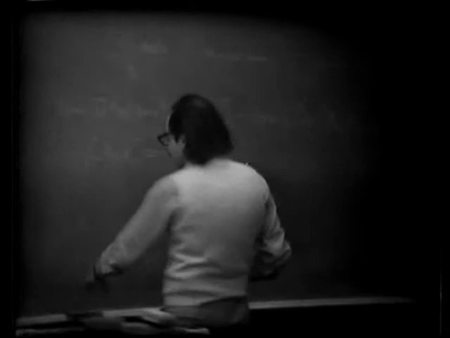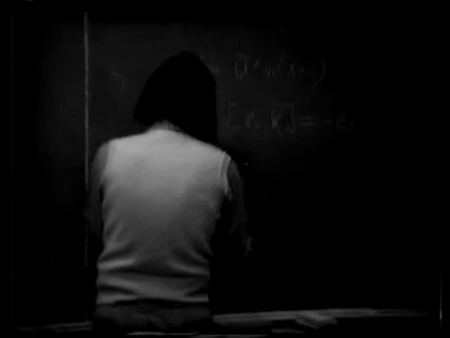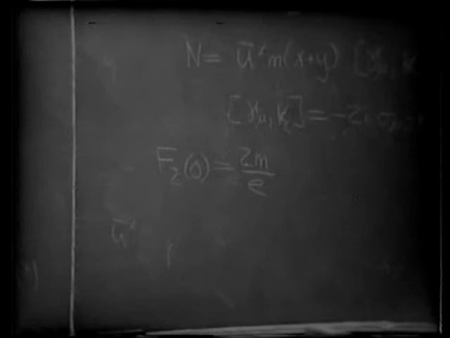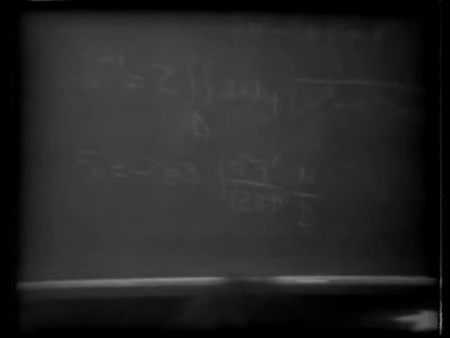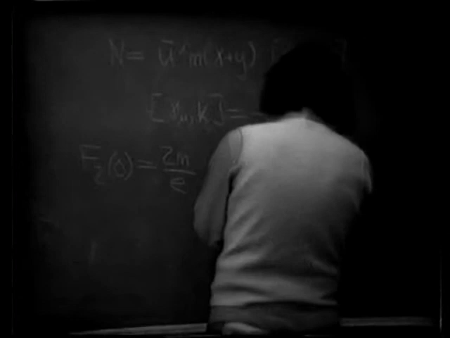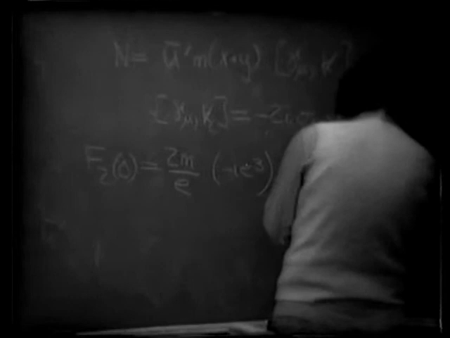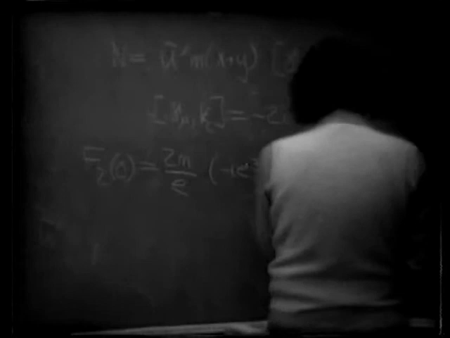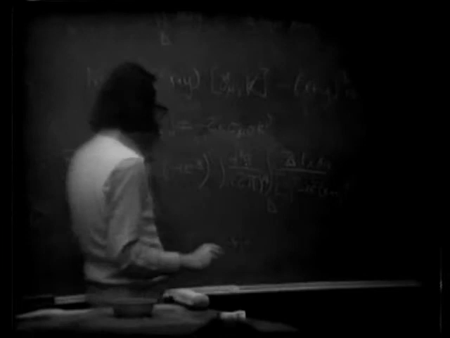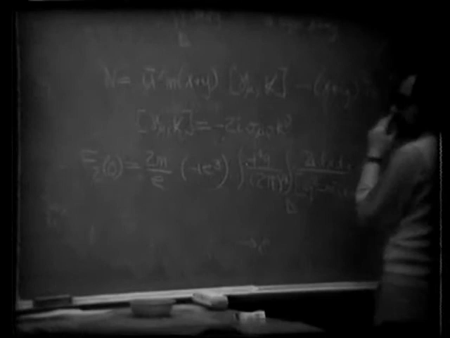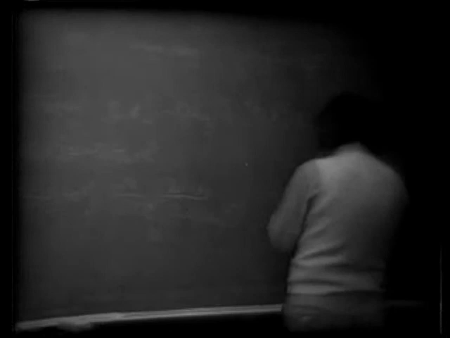So, at last, we're done with spinor algebra. F2 of 0 is 2m over e, because I defined the coefficient to be e over 2m, minus i e cubed, because that was there at the very beginning, over here. The factor from the numerator, well, integral d4q over 2 pi fourth, 1 over q squared minus m squared x plus y squared cubed, that was the denominator, with a 2, integral dx dy integrated over the triangle. And now from up here, I have m out in front, minus 2i and x plus y minus x plus y squared.